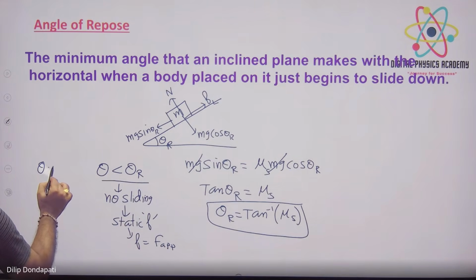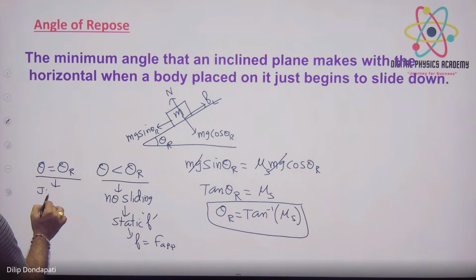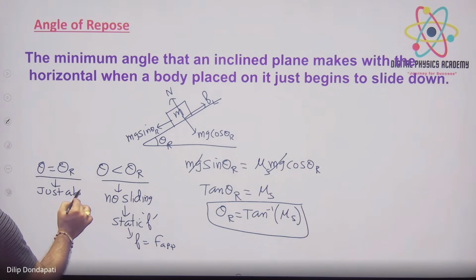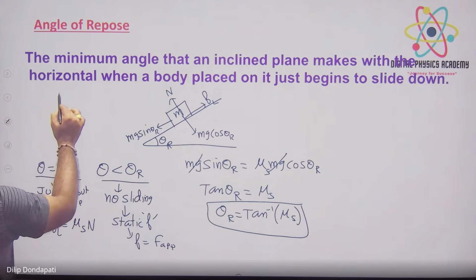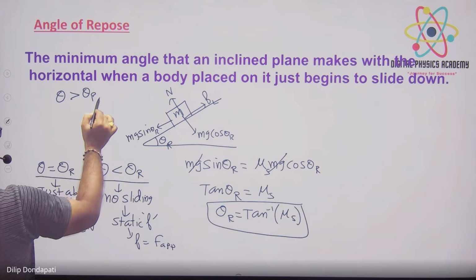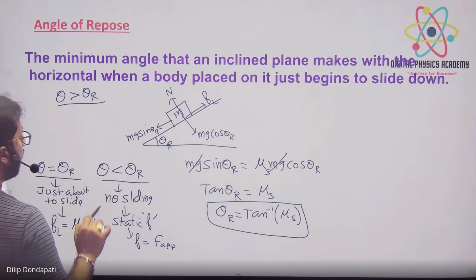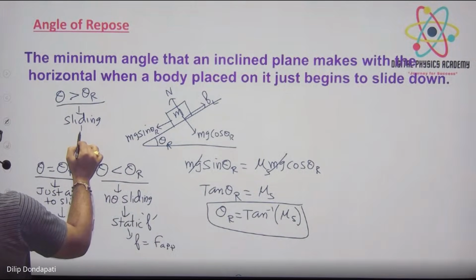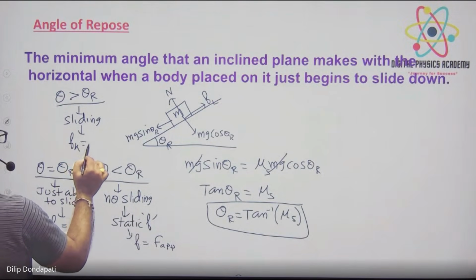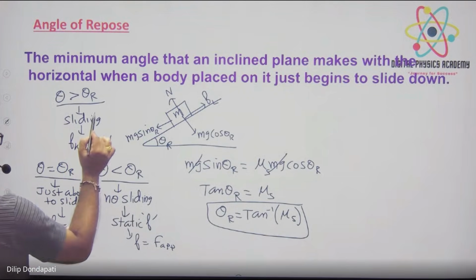If theta is equal to theta r, at that time the body is just about to slide. At that time which friction is acting? Limiting friction. That is equal to mu s times N. Okay, if theta is greater than theta r, definitely it will start sliding. At that time which friction is acting? Kinetic friction, and the kinetic friction formula is mu k times N.